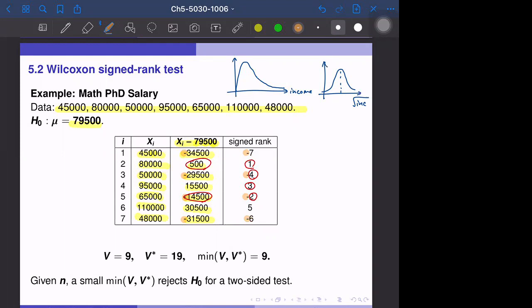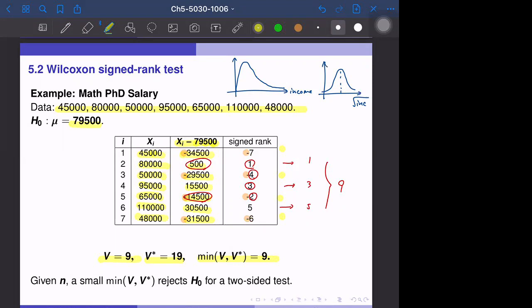Think about the observations with positive sign. That is rank 1, rank 3, and rank 5. So 1, 3, 5, total is 9. So we define V equal to 9. And next we take the negative ones: rank 7, rank 4, rank 2, rank 6. So the summation is 19. And we take the smaller of V and V asterisk, which is 9, and we test based on this. So that is the idea of the Wilcoxon signed-rank test.